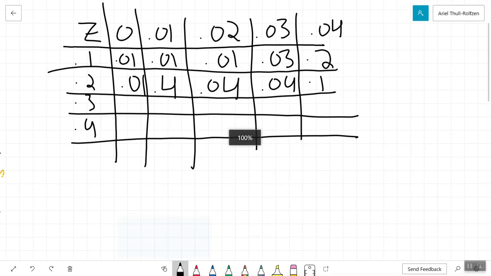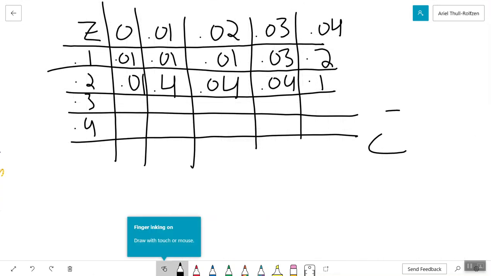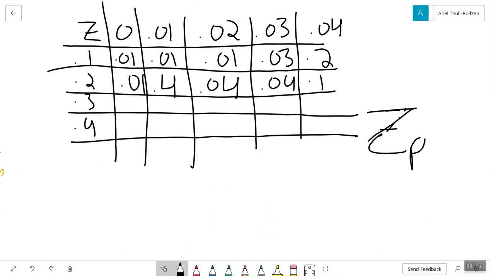Z sub P is telling us to use the Z table the opposite way. So what we've been doing with the Z table is we've been using Z-scores, which are found here and here, to locate a probability associated with that Z-score. Well, now we're going to do the opposite. We are going to be given a probability or a percentile or a percentage.